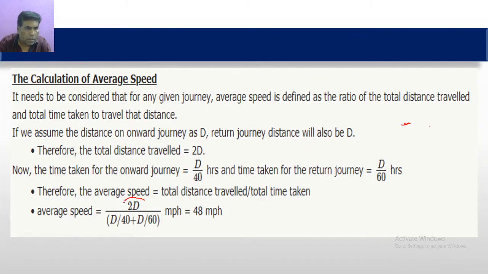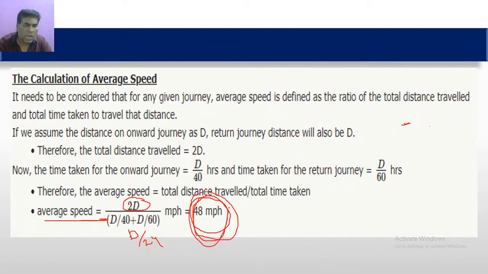So here, average speed means total distance by total time. The total distance is 2d. The total time is d by 24. So this d and d get cancelled. 24 will go upwards. It will become 48 miles per hour.